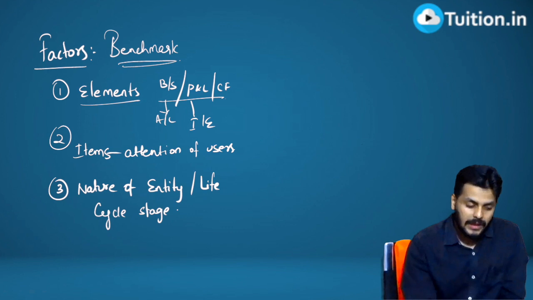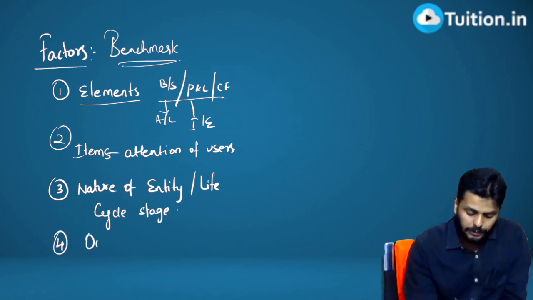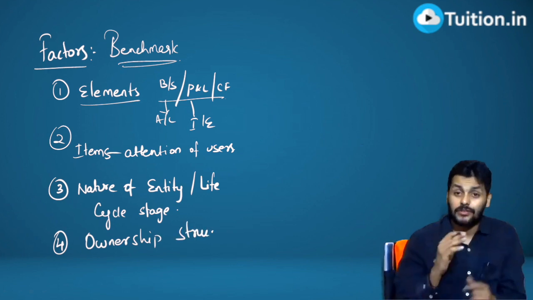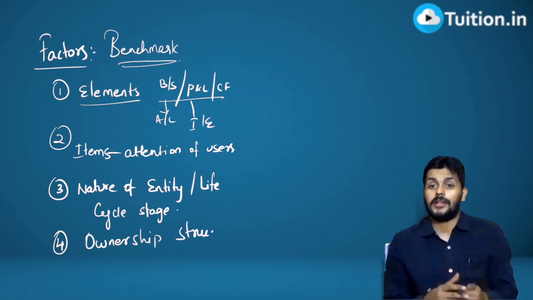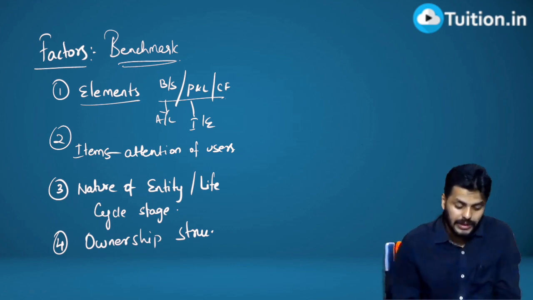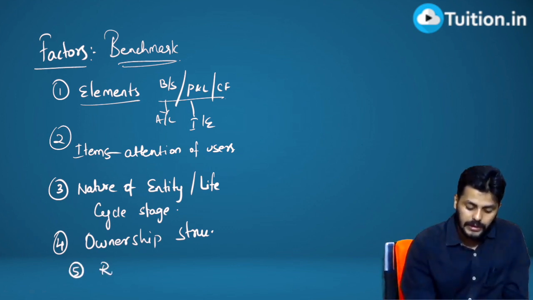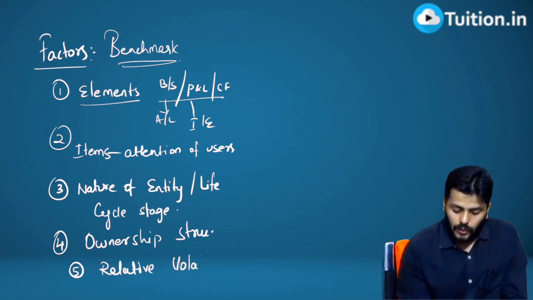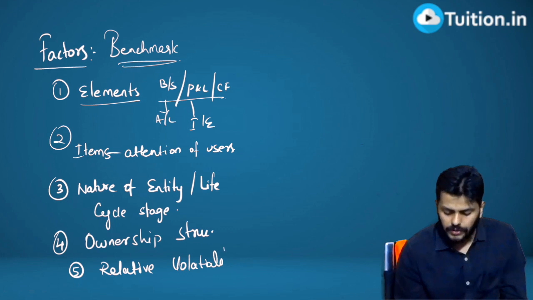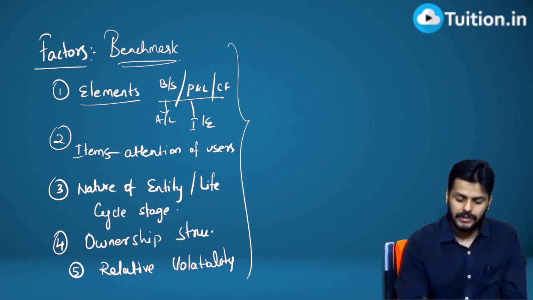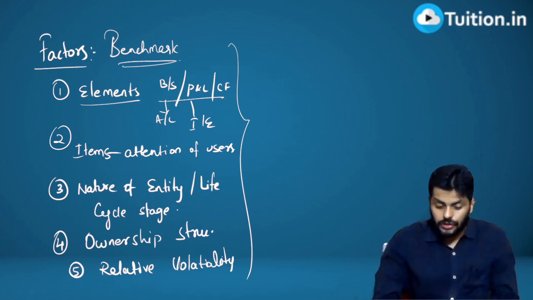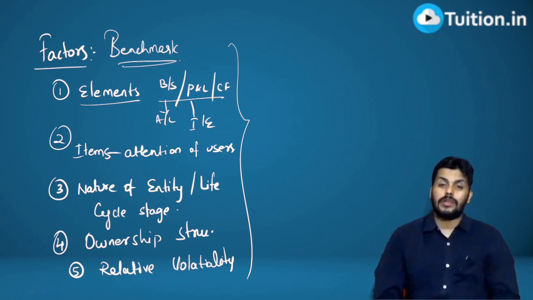And then a very important point, the ownership structure, how it is owned. That is also something that you can understand based on how it is financed, so much of equity, or is it only debt that is taken care of and all that. And most importantly, relative volatility. This is a very important factor, guys, relative volatility. So that's what takes into consideration factors for determining what the benchmark is.